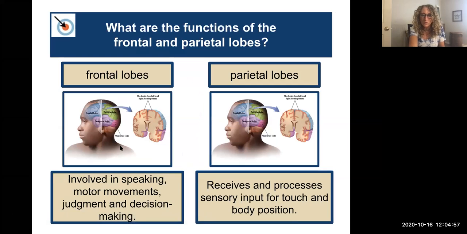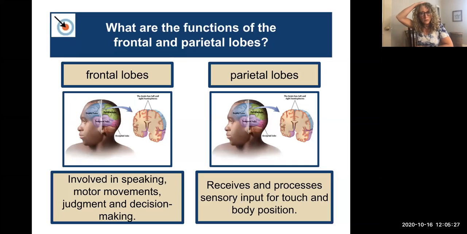So the frontal lobe, it says here, is involved in speaking, motor movements, judgment, and decision making. It has a cortex, and we're going to talk about the cortex that's in the frontal lobe, but the frontal lobe is truly the part. We have larger frontal lobes, human beings do, relative to other animals. And so when it comes to judgment, decision making, making rational decisions, that is going to be the frontal lobe.